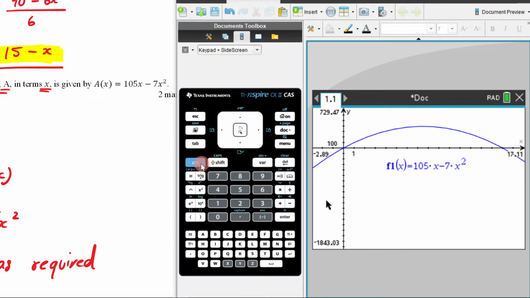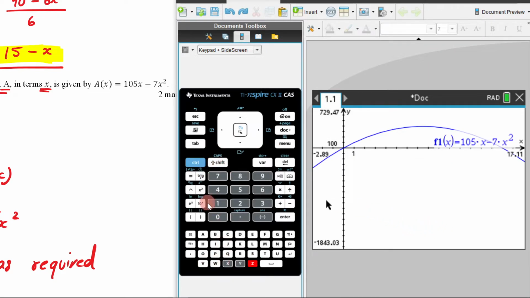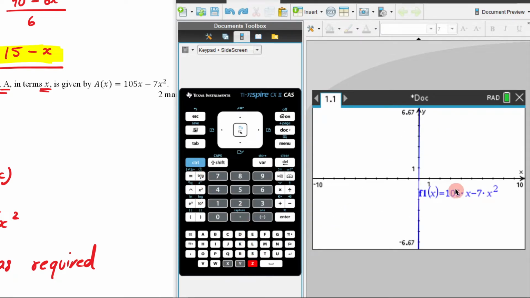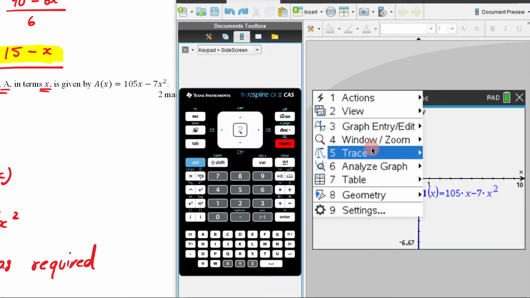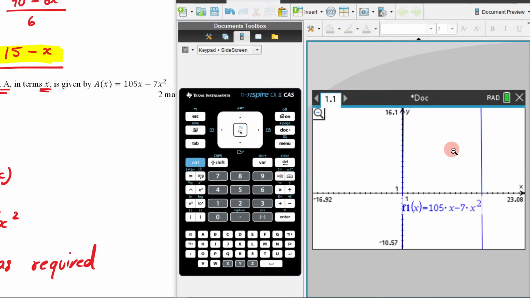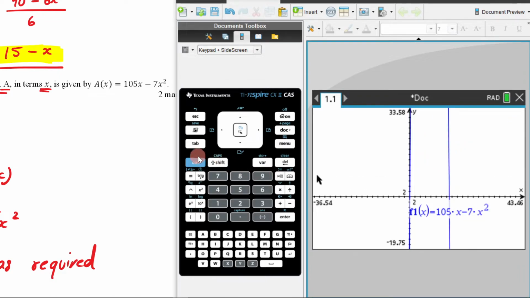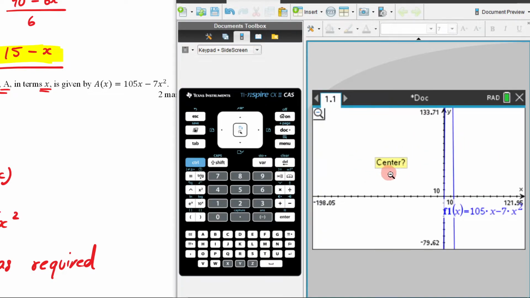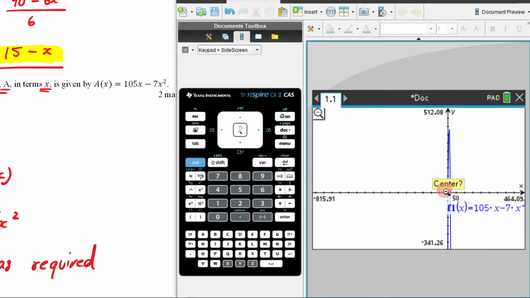Another way we could do it. So let's go Control Z, and that will take us back to where we were. Control Z again. It's just like a computer. Another way we could do it is go Menu, Window, Zoom, and we could just zoom out a bunch of times. Zoom out, zoom out, zoom out, zoom out, zoom out. And then you can kind of see it.